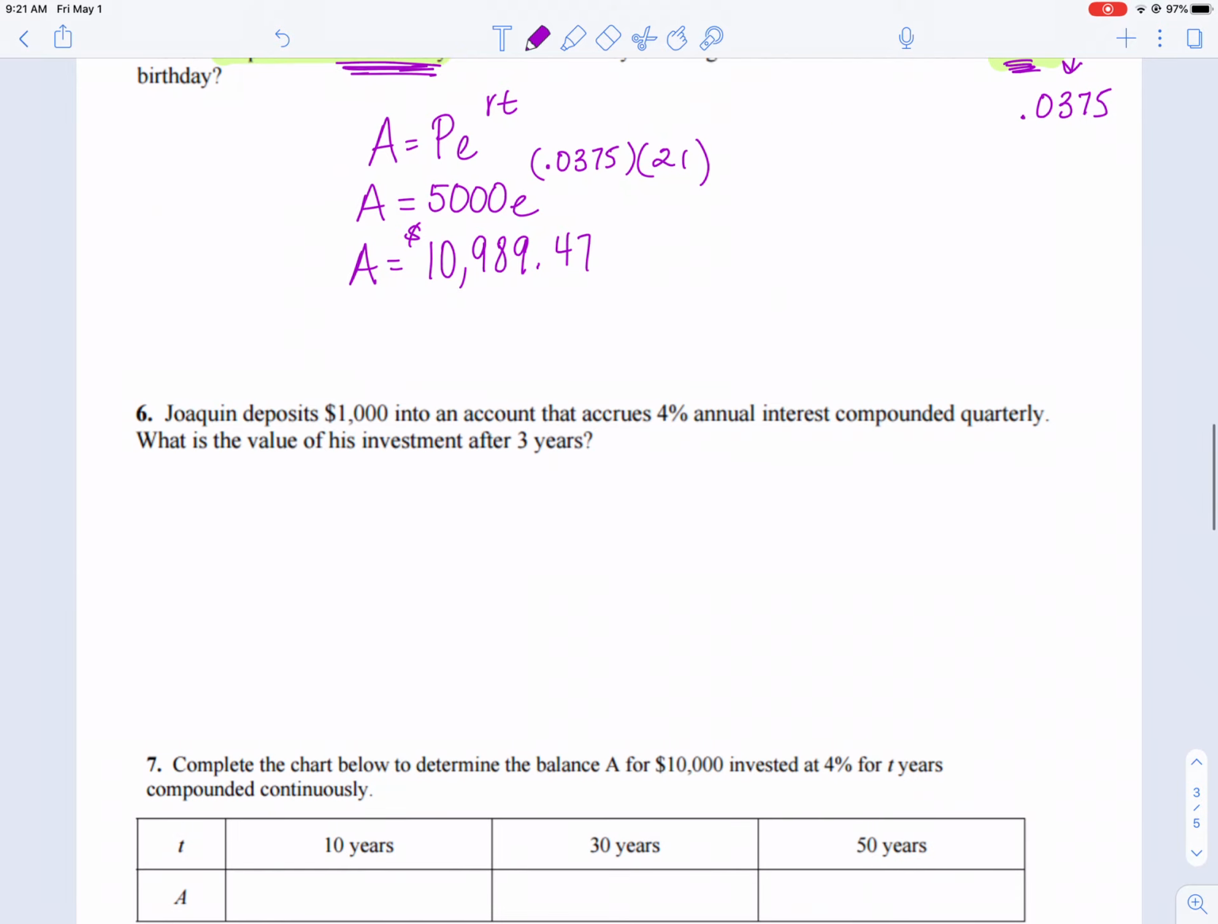Okay. In this next question, they're giving you $1,000, 4% interest compounded quarterly. Quarterly tells you that n equals what number? 4, after 3 years. So let's talk about this. If A equals, now you're going back to the compounded formula. It doesn't say continuously, so you're going to use 1 plus your rate divided by the number of compounds, to the number of compounds times your time.